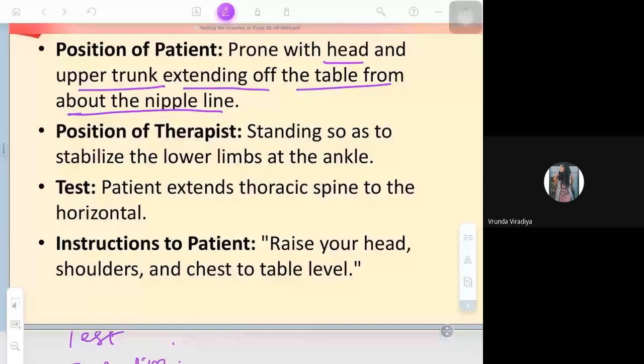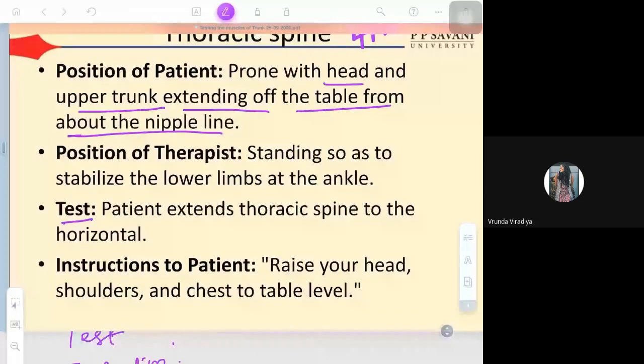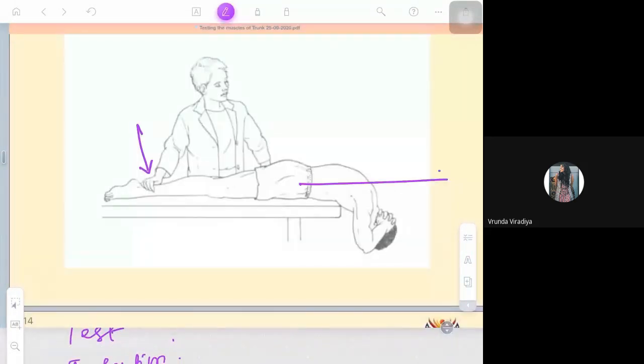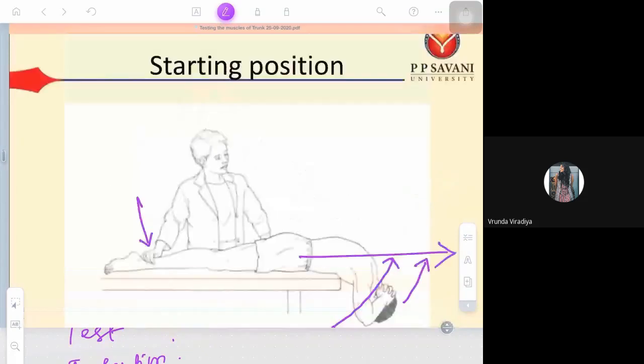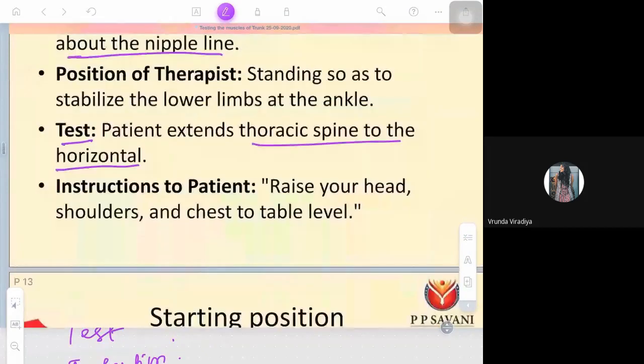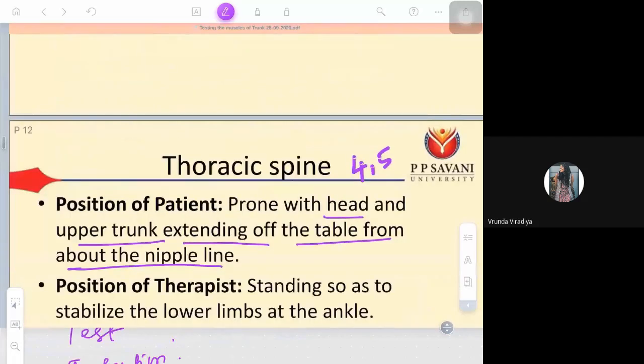Clear? And what is the test? Patient will extend the thoracic spine to the horizontal position. Horizontal position means up to the couch level. You instruct the patient to raise the head and shoulder horizontally: raise your head, shoulder, and chest to the table level. This is the instruction you will give to the patient. Remember, you are now testing the thoracic spine.